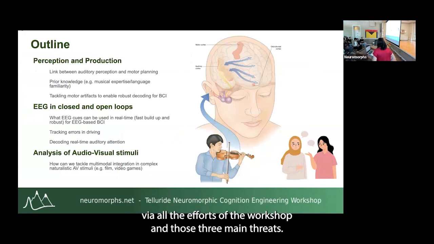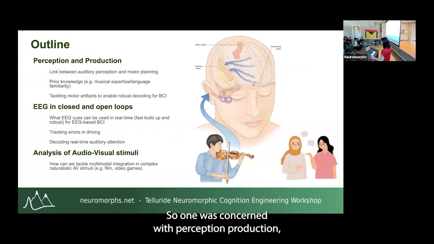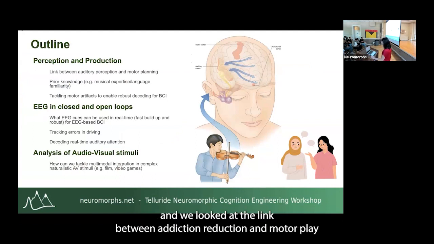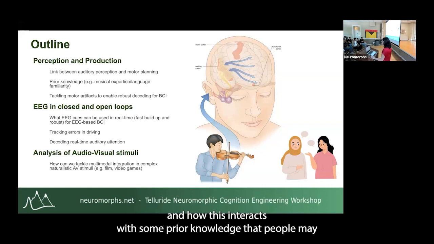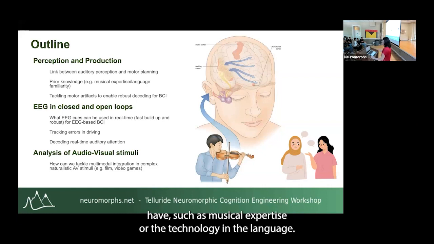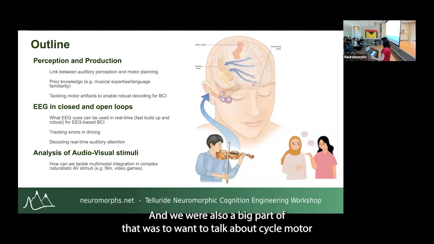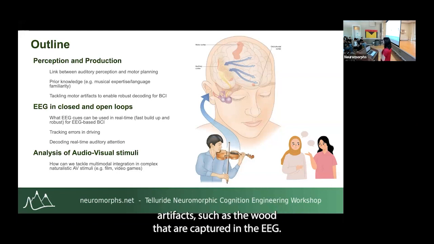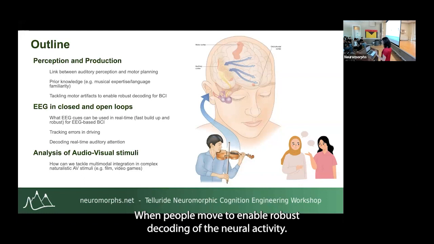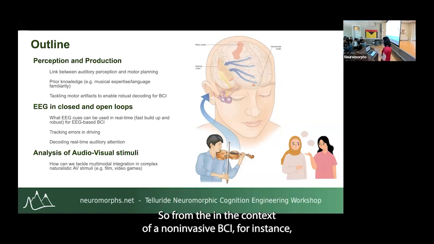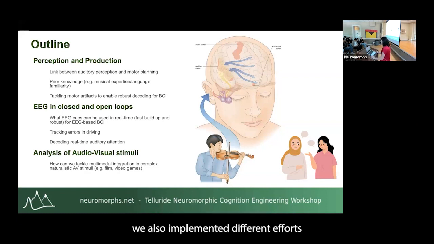So we organized all the efforts of the workshop in those three main threads. One was concerned with perception and production, and we looked at the link between auditory reception and motor production, and how this interacts with some prior knowledge that people may have, such as musical expertise or familiarity with the language. A big part of that was to tackle motor artifacts, such as the ones that are captured in the EEG when people move, to enable robust decoding of the neural activity itself in the context of non-invasive BCIs, for instance.